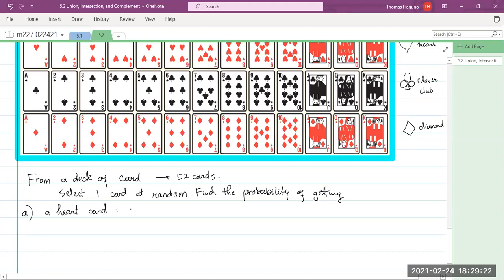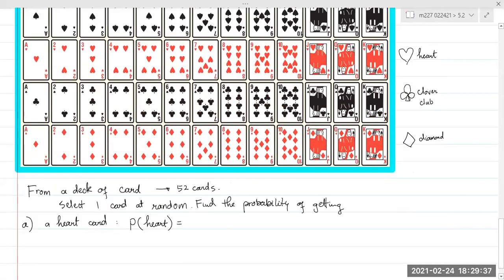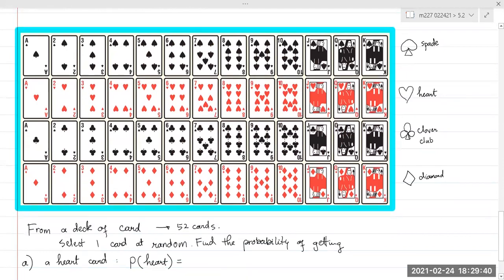Notation: the probability of getting a heart card is P(heart). Then you ask yourself, how many heart cards are available in this deck? There are 13 heart cards out of 52 cards, which when you reduce, you will see is 1/4. Are you with me? The number of heart cards divided by how many outcomes you have in total.